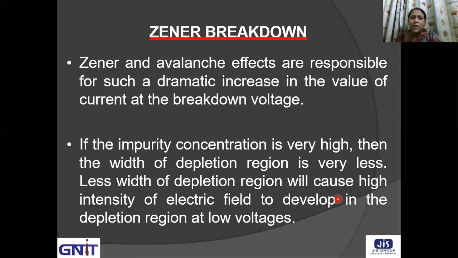Zener and avalanche effects are responsible for such a dramatic increase in the value of current at the breakdown voltage. If the impurity concentration is very high, then the width of the depletion region is very small. Everybody knows this: the depletion layer width is less if and only if the doping concentration of the diode is very high. Less width of the depletion region will cause a high intensity of electric field to develop in the depletion region at low voltages.